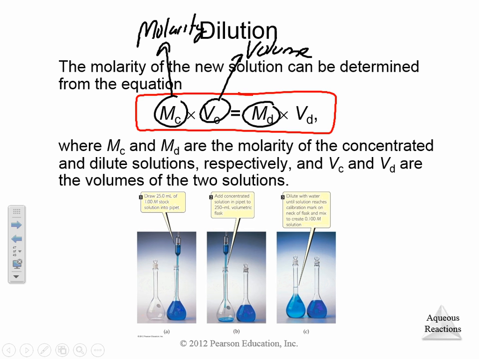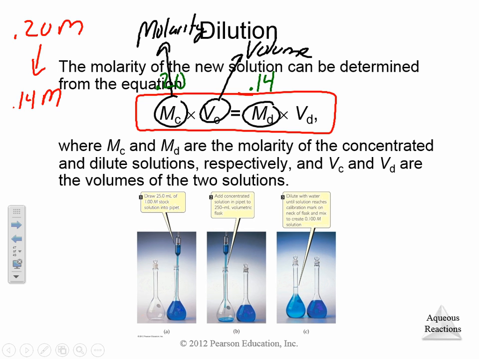So you may get a question like I used on the last slide. We're going from 0.20 molarity to 0.14 molarity. How many milliliters am I going to need? Well, I'm going to start with my capital M here, which is 0.20. My second molarity is 0.14.